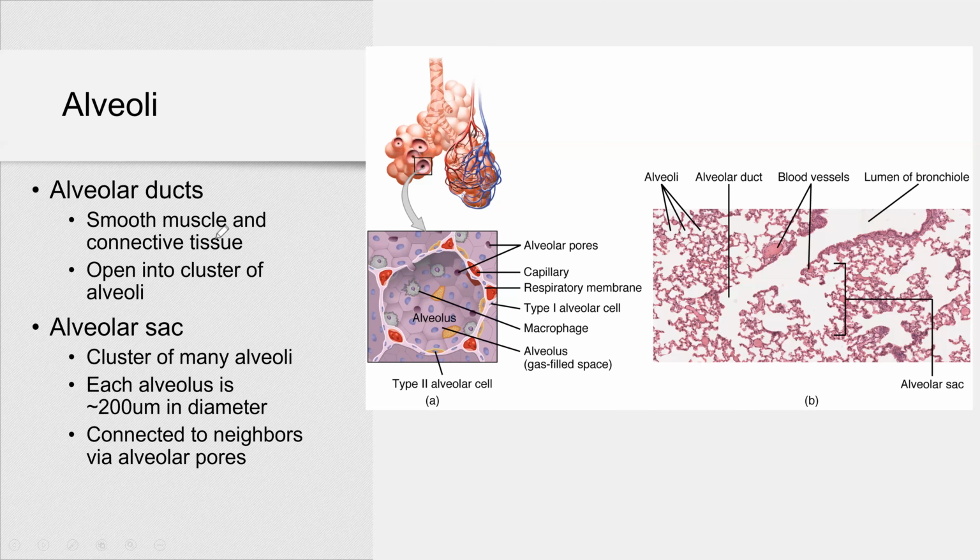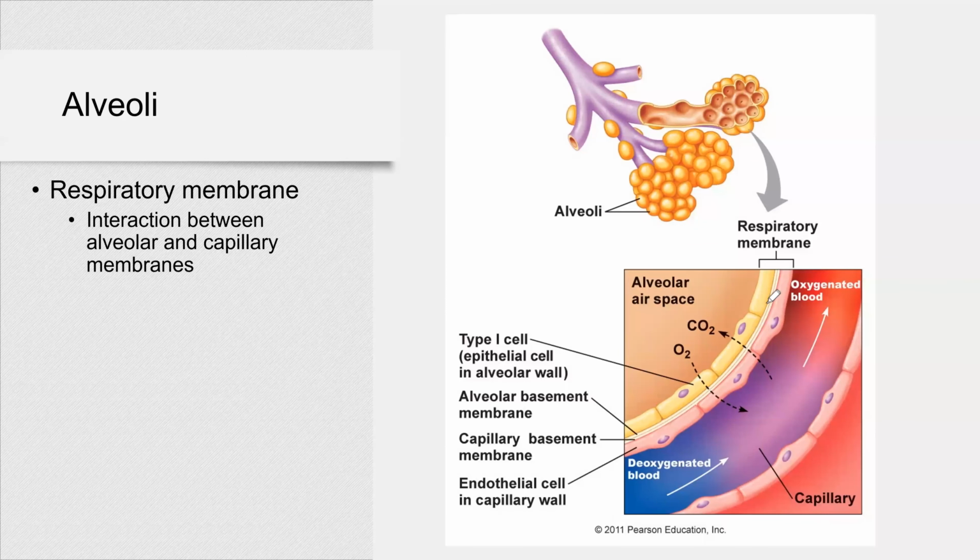So alveolar ducts, smooth muscles and connective tissue open into clusters of alveoli. An alveolar sac is a cluster of many alveoli. Each alveolus is like 200 µm in diameter, connected to its neighbors via alveolar pores. So here you can see those alveolar pores. And we already mentioned that capillaries are actually very close to alveoli.